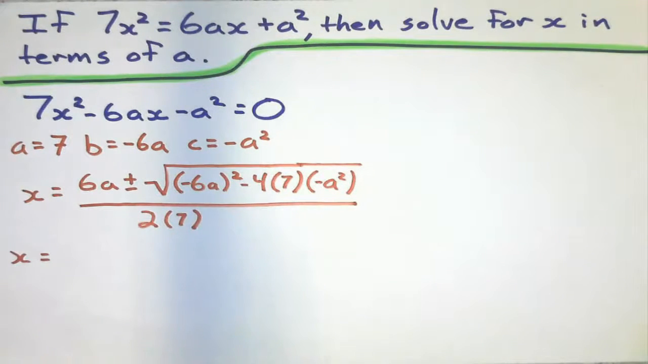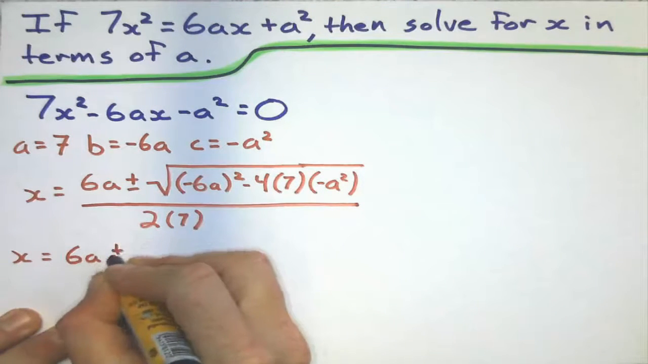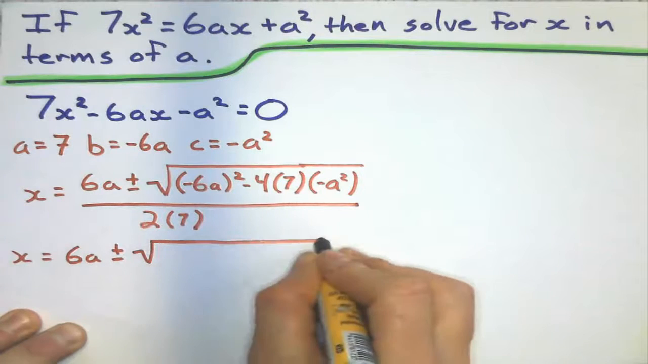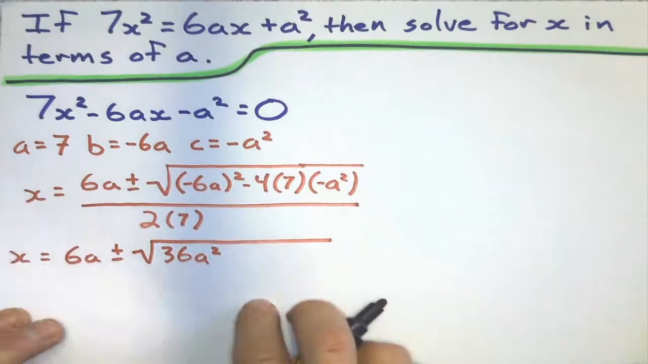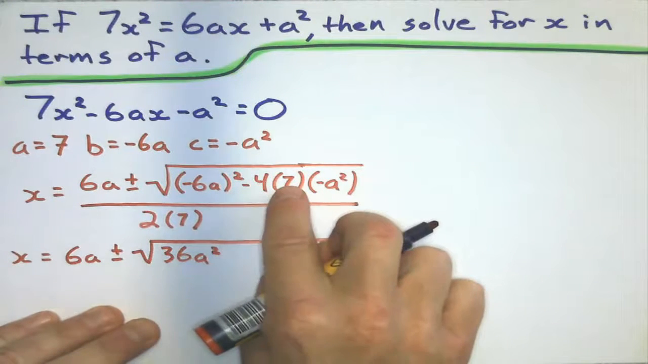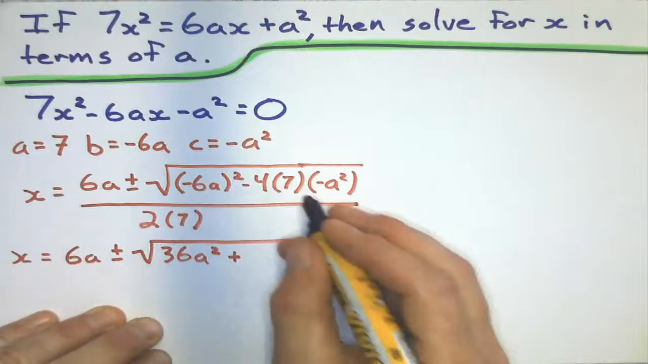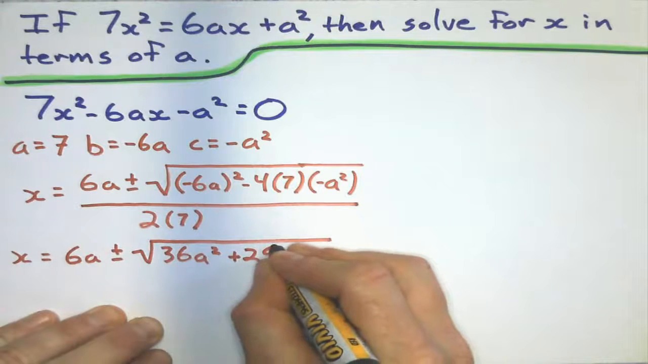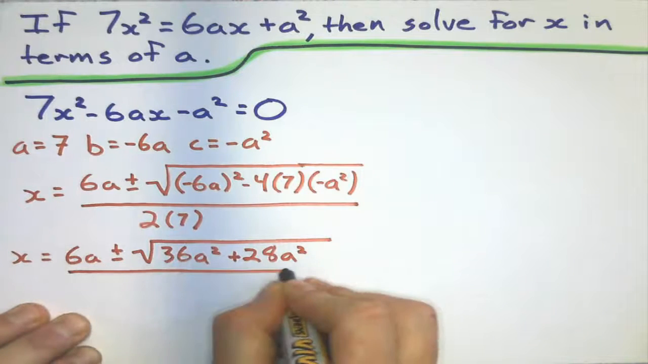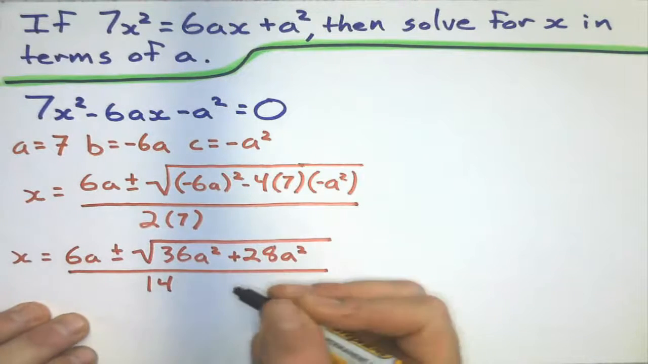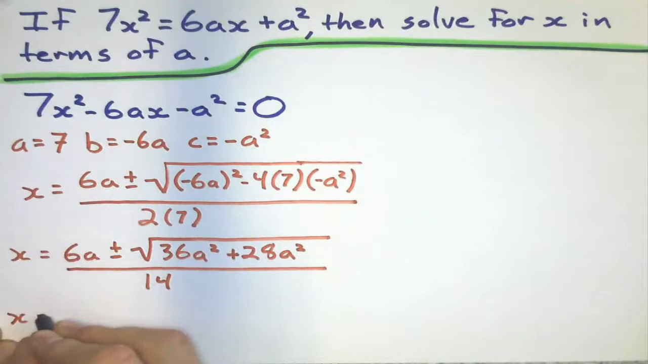Okay? Now I've got some simplifying to do under the square root symbol here. Nothing's going on with the 6a, plus or minus. Negative 6a squared is 36a squared. All of this, negative 4 times 7 times negative a squared, comes out to positive, 7 times 4 is 28, positive 28a squared, all over 2 times 7, which is 14. Take it to the next step.